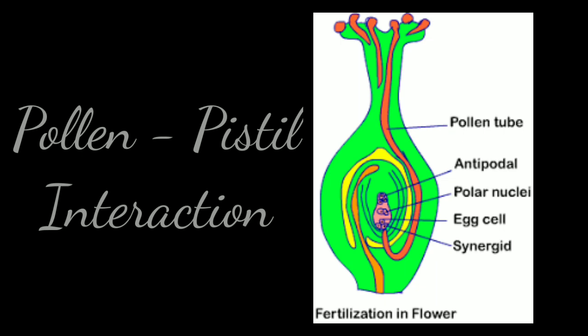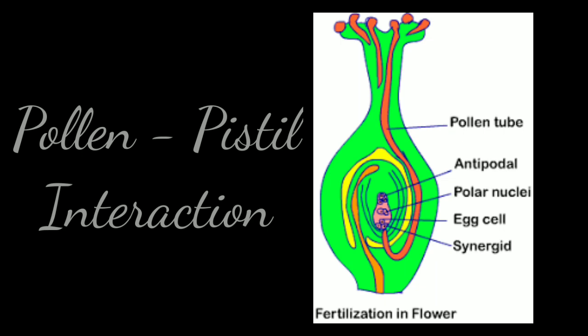The stigma recognizes the right type of pollen through some chemical signaling process, and this chemical signaling process takes place through some chemical secretions between the pollen grain and the stigma, and this whole interaction is therefore called pollen-pistil interaction.